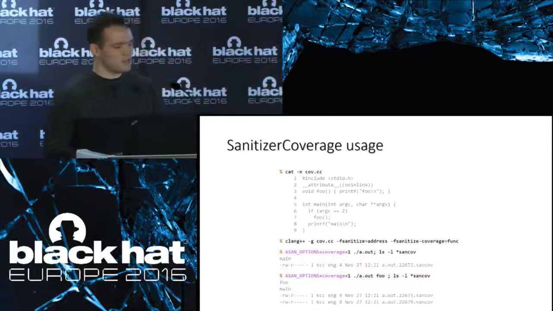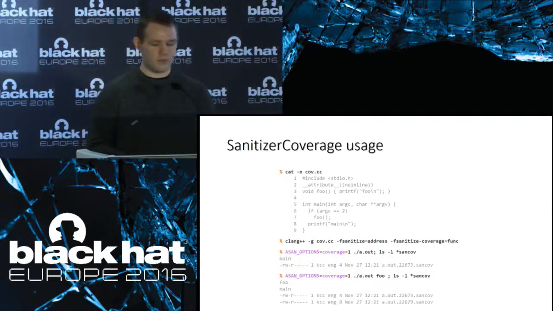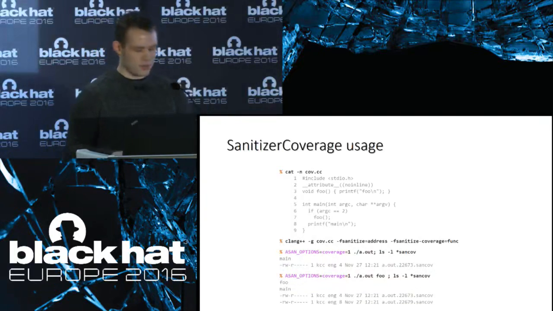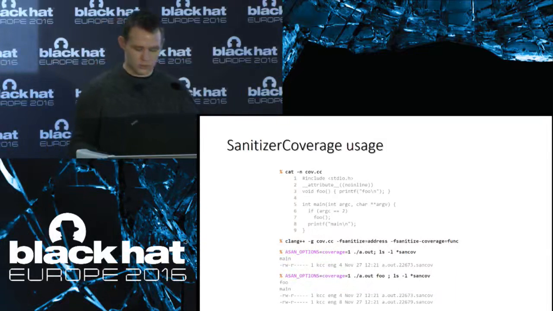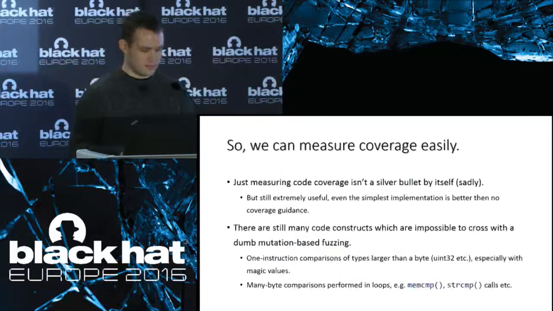Here we have an example of sanitizer coverage usage. We have a very short program which has some foo function, which is only called if the number of parameters is 2. You can just use two simple compile-time options to enable it, and then you can see that after we call the program with 1 and 2 parameters, the size of the output files with the coverage information is different. It has either 4 or 8 bytes.